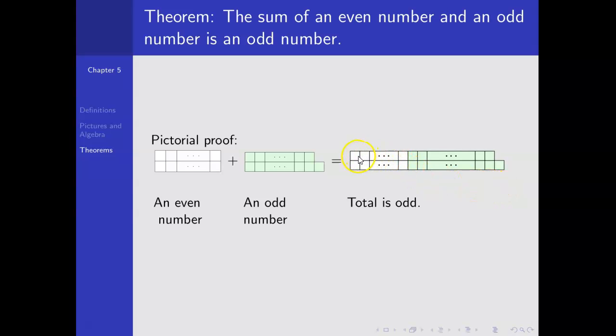And we see that it's odd because our top row and our bottom row pair up until we get to that last square on the bottom right. And so we have evenly paired plus 1. So the total is odd.